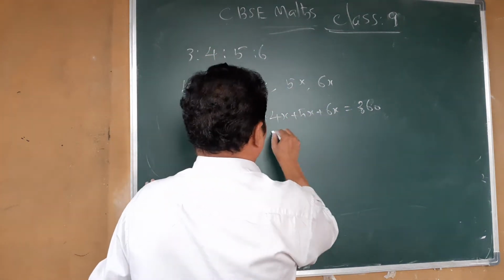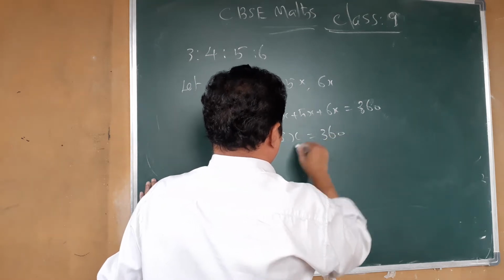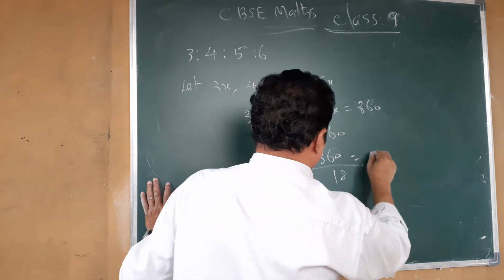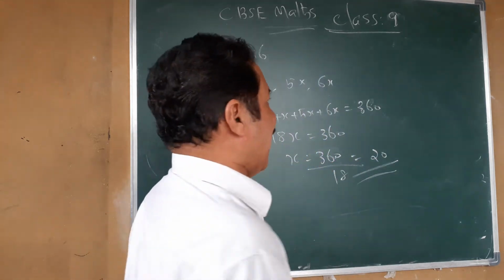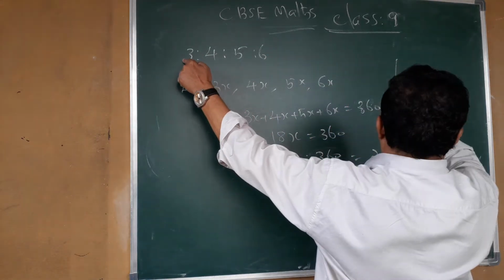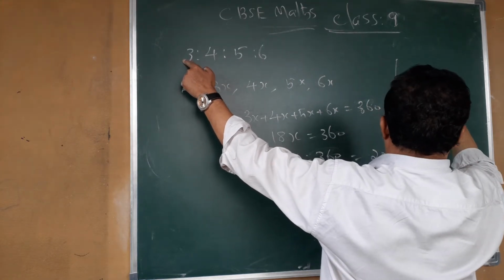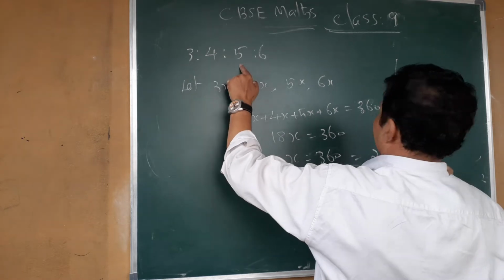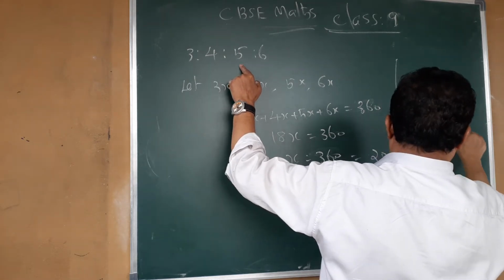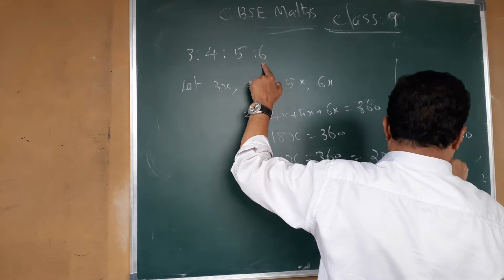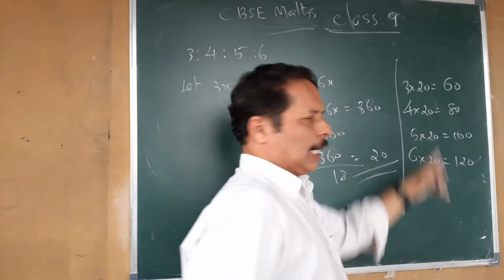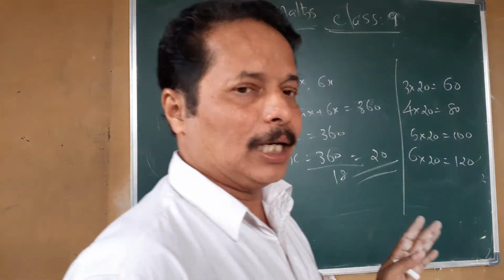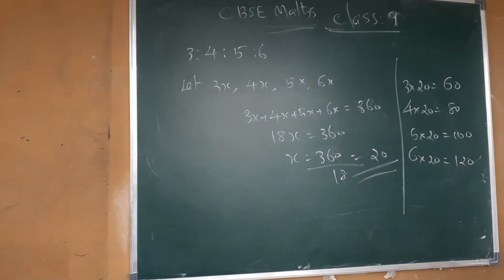You add it. 18x equal to 360. x equal to 360 divided by 18, that is 20. So the angles are 3x means 3 into 20, 60. 4x, 4 into 20, 80. 5x, 5 into 20, 100. 6x, 6 into 20, 120. These are the four angles. That is, the sum of angles of a quadrilateral is 360 degrees.